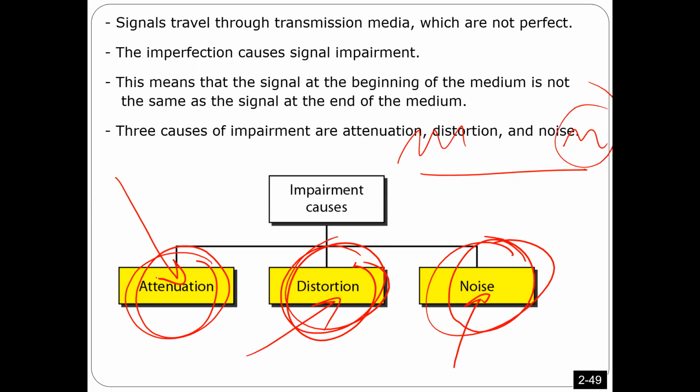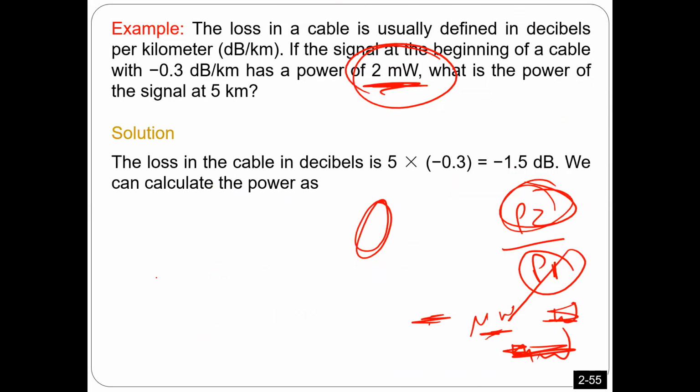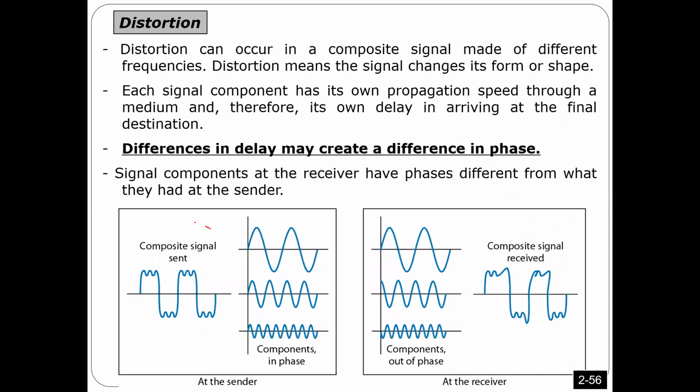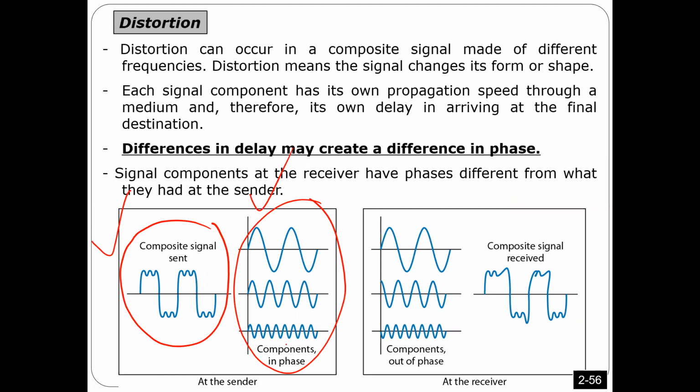Okay, so let's move to the next one, distortion. As I told you before, if you have a signal like this one, a composite signal, this signal is actually just a summation of simple sine waves, as you see here. That's what I told you before. This has been proved already. This is a fact. So I can see this signal as a summation of these signals.